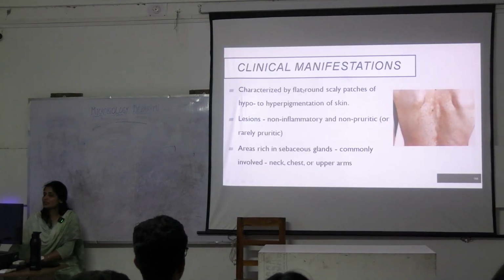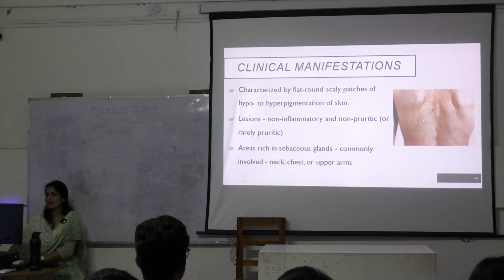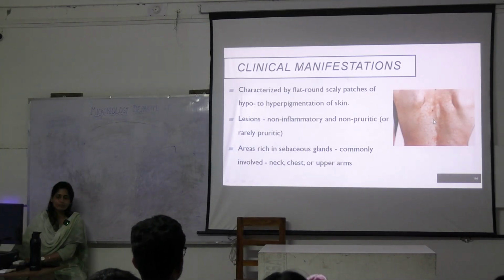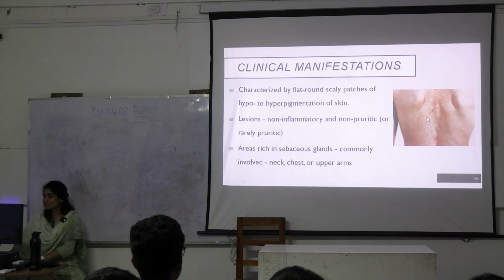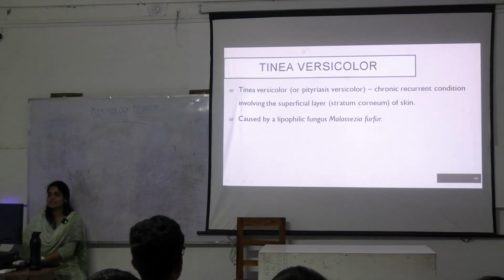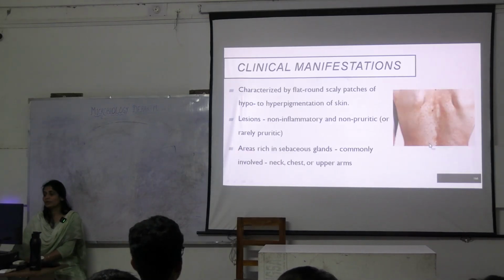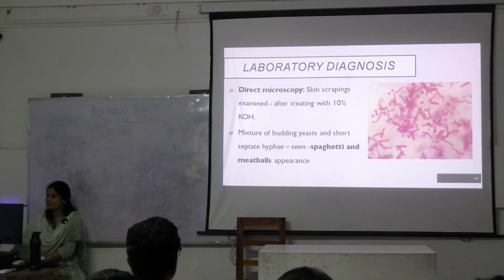So let's see about tinea versicolor. Can you see these round scaly patches of hypo to hyperpigmentation of the skin? Okay, this is a superficial infection. What do you call this infection? This is tinea versicolor. It is caused by a lipophilic fungus called Malassezia furfur. Okay, how do you diagnose this?